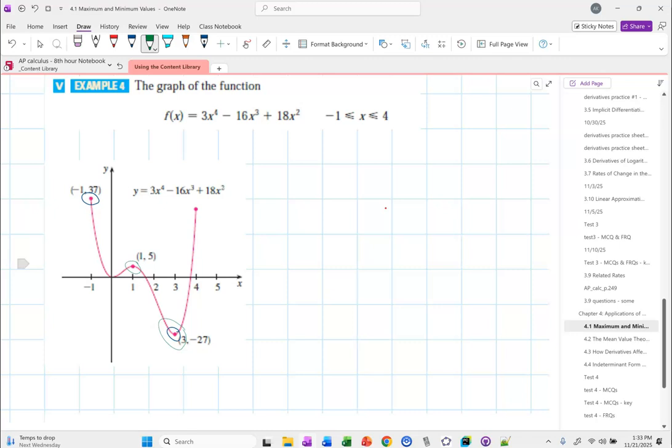Sarah? Why is that point at 0 not a local minimum? Oh, it is. Goodness gracious. Thank you. Why does it have a dot like the 1,5? I don't know. Okay. Maybe I did a bad job. So that's another local? Yes.